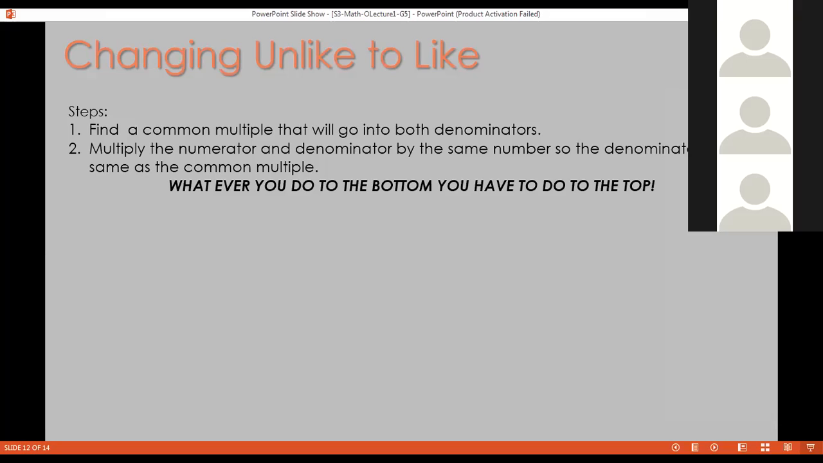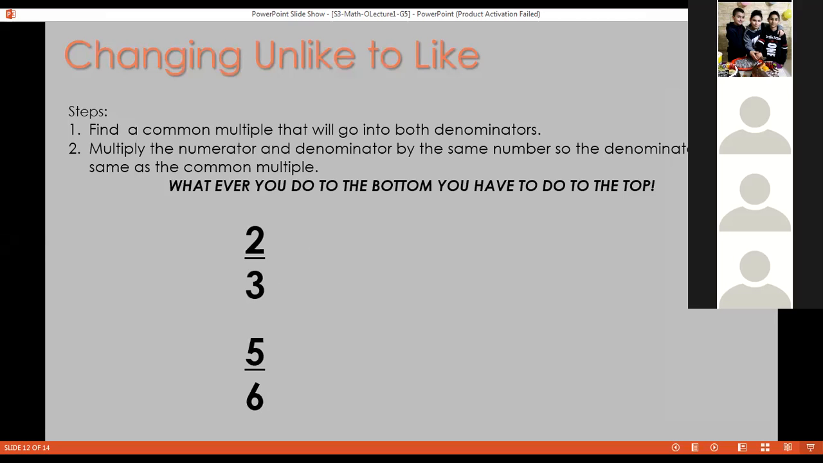Okay, I think you are all ready. Let us start. The steps are very easy. Here we have two fractions, 2 over 3 and 5 over 6. I want you on your copybook to list the multiples of 3. Do you still remember how we list the multiples? We learned this in the first semester.